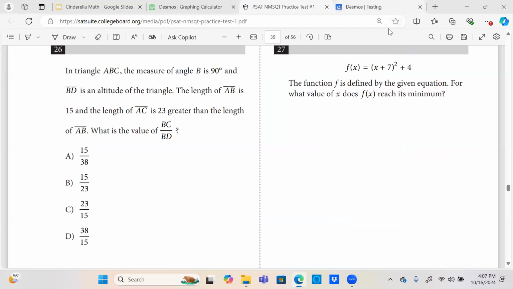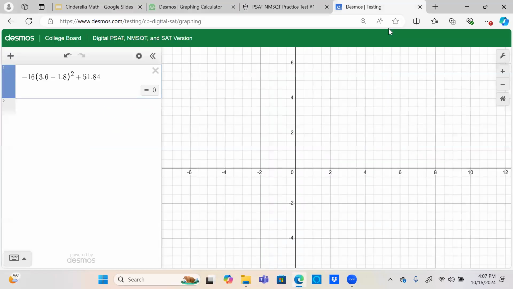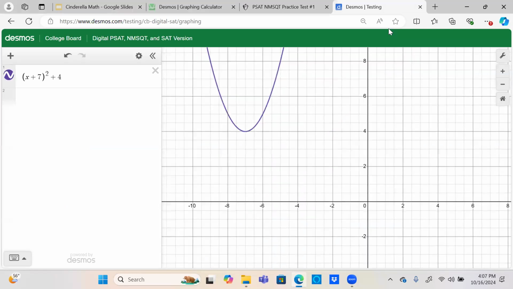If you did not want to do that one by hand, you could just graph it. X plus 7 squared plus 4. Okay, and then it wants to know the minimum. So right there, that's the lowest it goes. And they wanted to know the x value. So -7. So either by hand or graph. Graph's probably a little faster, but they both work.